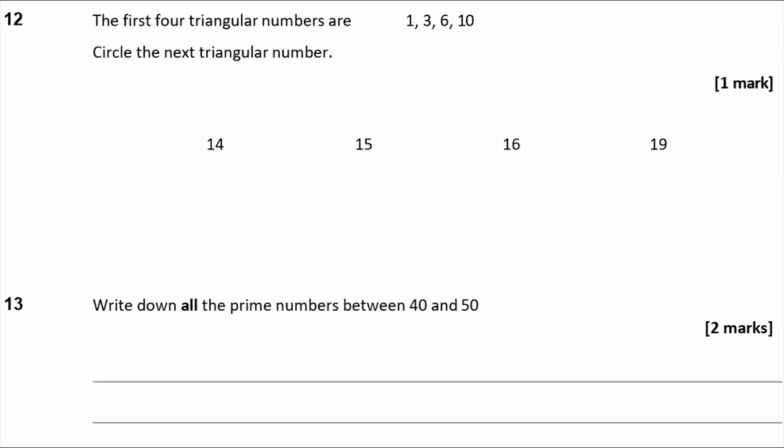The first 4 triangular numbers are 1, 3, 6, and 10. Circle the next triangular number. You probably know this already, but let's just draw these out. So the first triangle number is just 1 dot. The triangle numbers are the numbers where, when you have that number of things, you can arrange them into a triangle. I know that 1 looks a bit weird because it's just by itself, but you can see quite clearly that I can arrange those 3 things into a triangle.